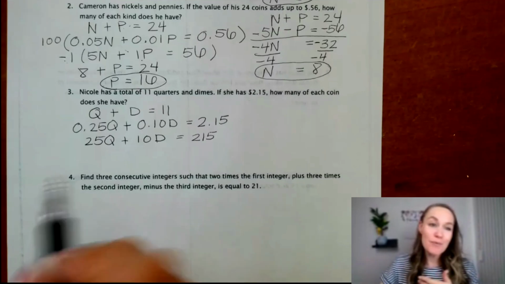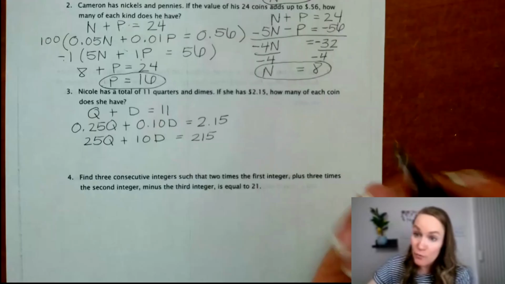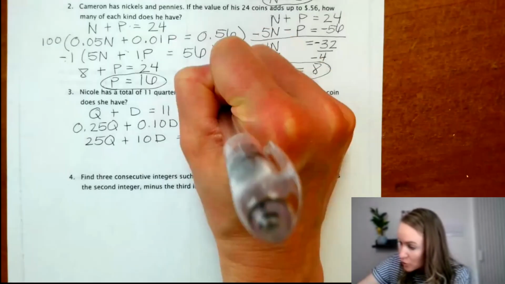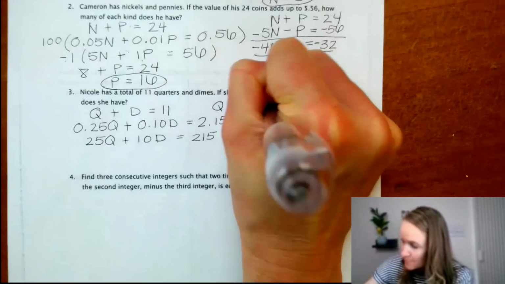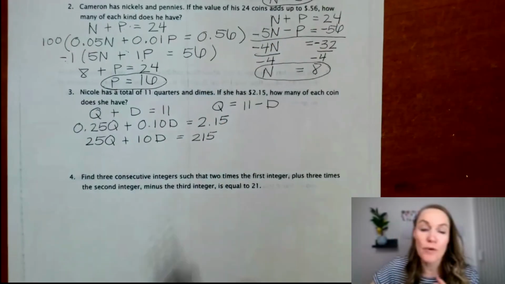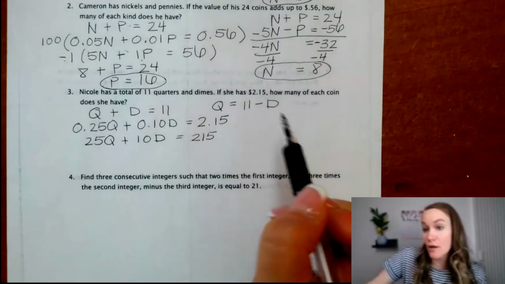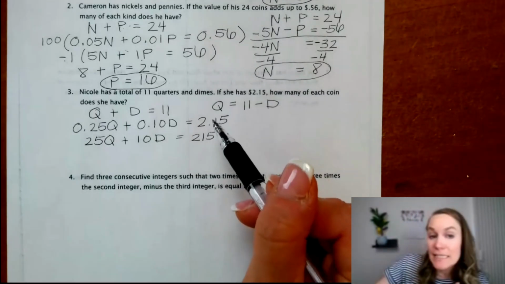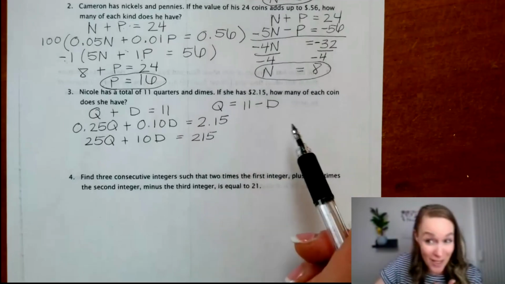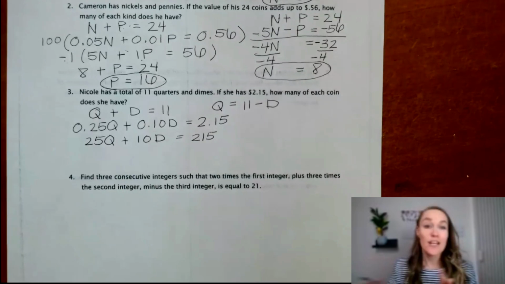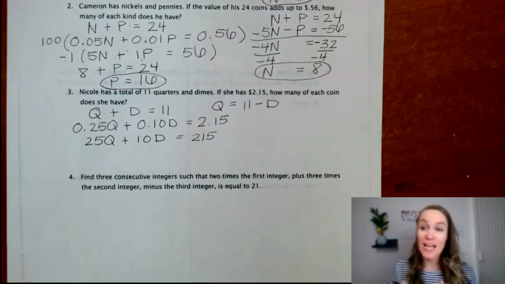And with this one, I am going to do substitution. So I'm going to take this first equation and rewrite it a bit. Q equals 11 minus D. Again, you could write Q equals negative D plus 11. You could have actually solved for D and said D equals 11 minus Q, or negative Q plus 11. All of those are right. So there's at least 4 different ways to solve this equation.